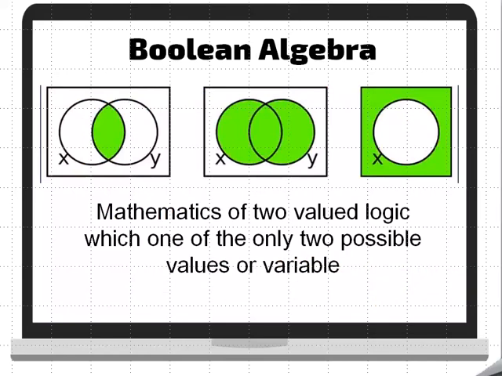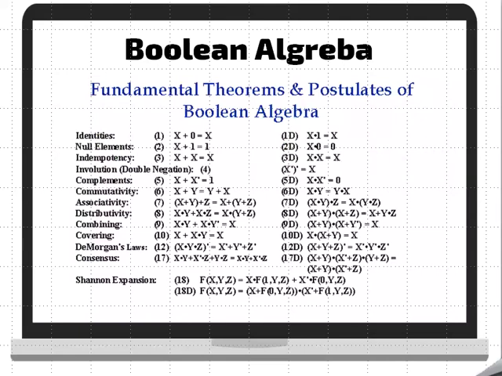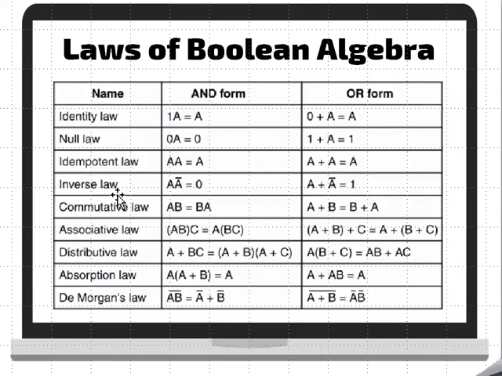For the next portion of this module, we're going to be discussing Boolean algebra. So what is Boolean algebra? Boolean algebra is the mathematics of two-valued logic in which one of only two possible values can be used by the variable. Boolean algebra has its own postulates and fundamental theorems. Some examples of these would be identities, idempotency, complements, commutativity, associativity, distributivity, De Morgan's law, and more.